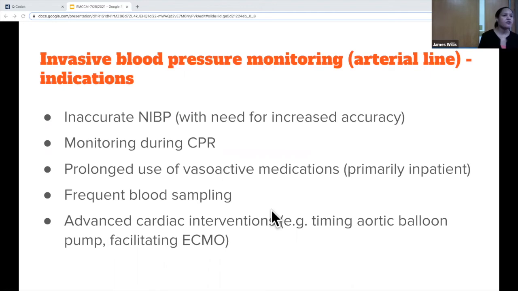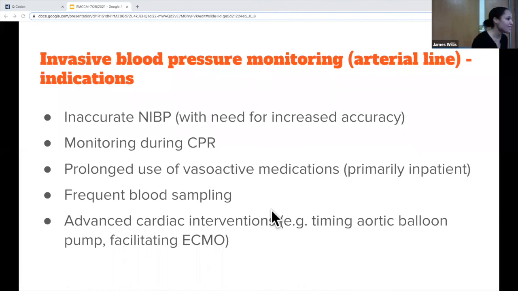The biggest reason for us in the emergency department to acutely put it in is when we have someone for whom it's vital that we have an accurate blood pressure, and we just don't think the non-invasive cuff is giving that to us. Again, in probably 99% of our cases, we don't need to do that. Monitoring CPR, just like with end tidal, can be very useful, especially in looking for ROSC. When we have someone who's going to be on prolonged vasoactive medications, which is more of an inpatient setting issue, that might be a time someone needs an arterial line placed.